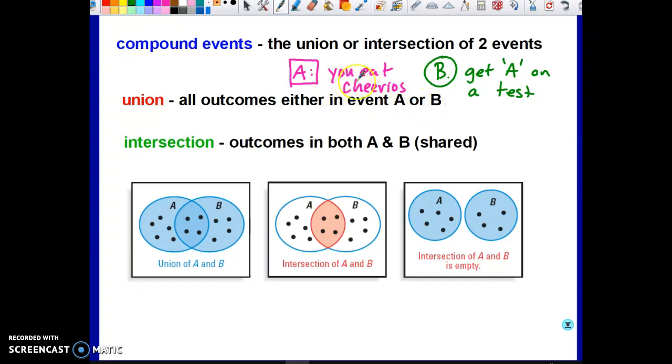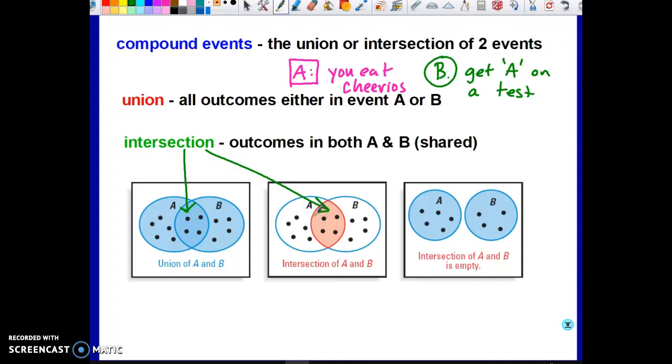So event A, eating Cheerios. So you might eat Cheerios, you might not. And event B, you might get an A on a test, you might not. Sometimes A and B happen at the same time. So for example, you might have eaten Cheerios that day and you get an A on a test. You might eat Cheerios for breakfast and get an A on the test the same day. That is called the intersection, where both events happen at the same time. Those are the outcomes where both A and B happen. Okay, and it's demonstrated right here, that little red overlap, that is the intersection right there.